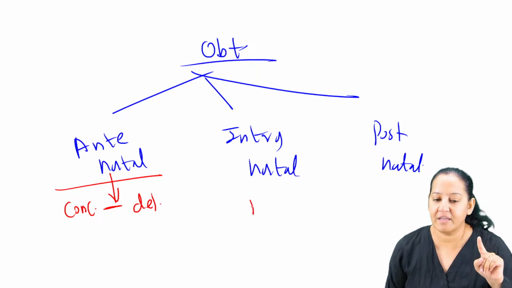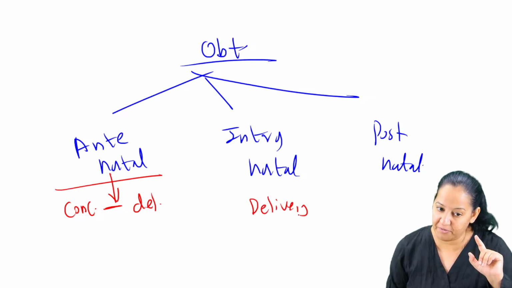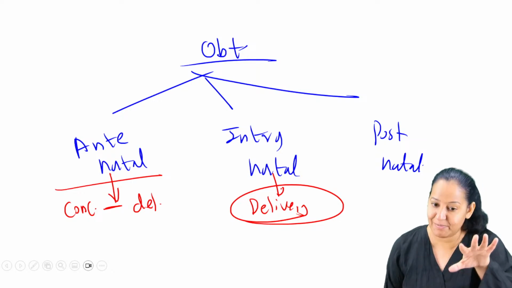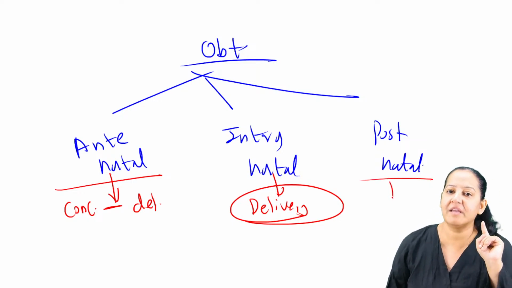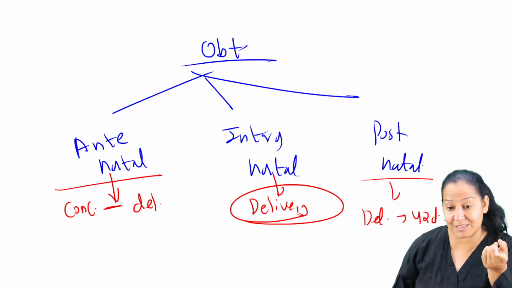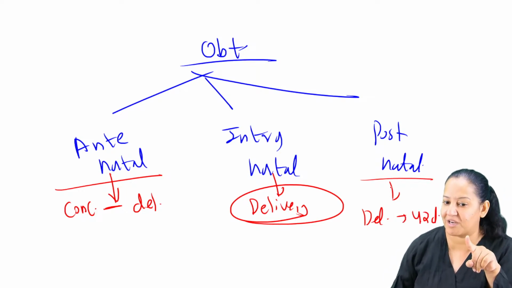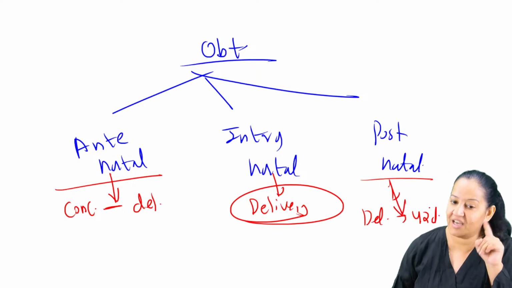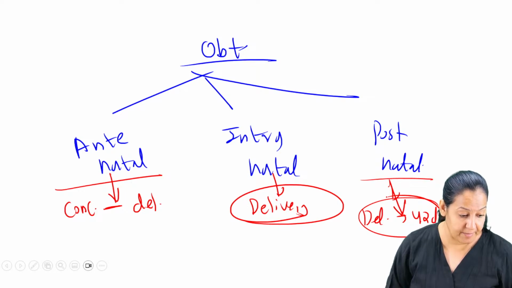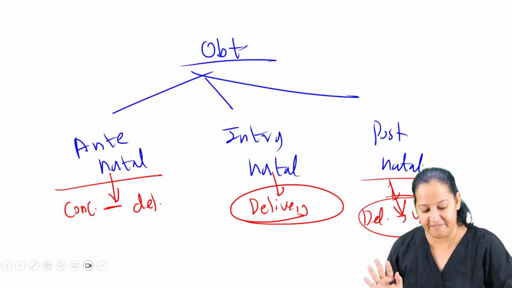In intranatal care, the care is given at the time of delivery. What care are we giving at the time of delivery? I will explain in intranatal care. And postnatal care is after delivery till 42 days of the delivery. We call this period the postpartum period. So in the postpartum period, what care are we giving? That is postnatal. We will discuss all three cares one by one.